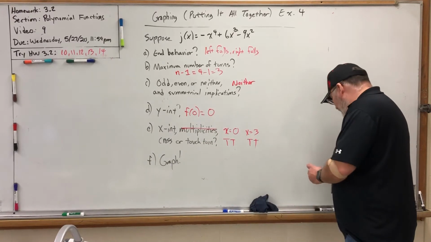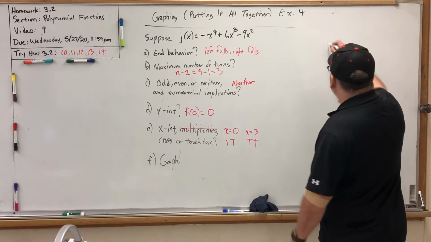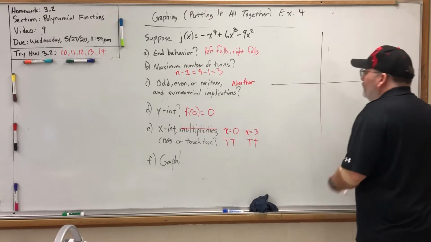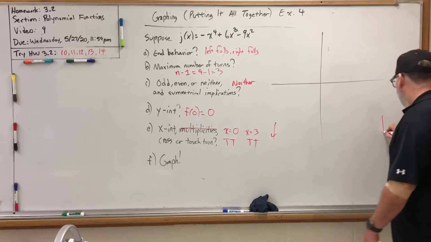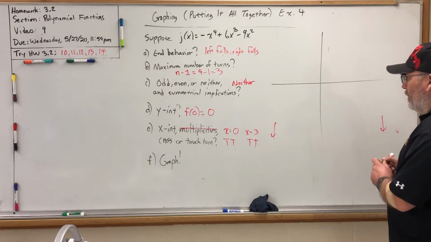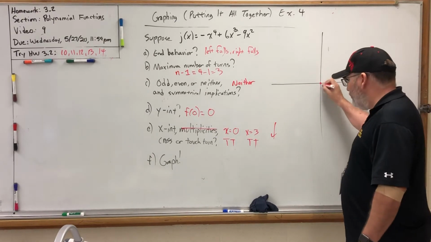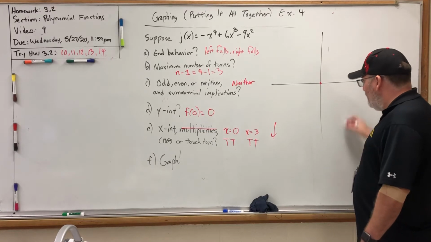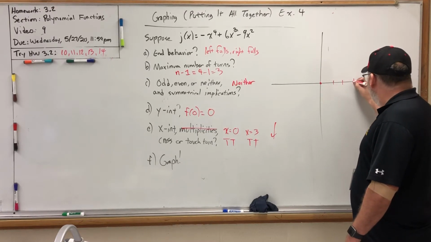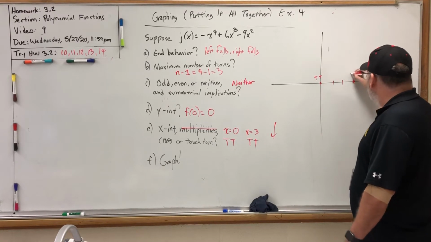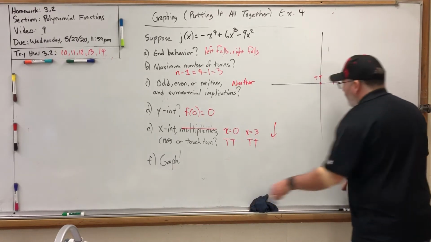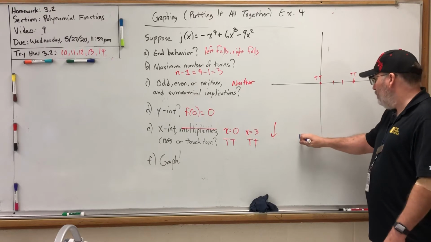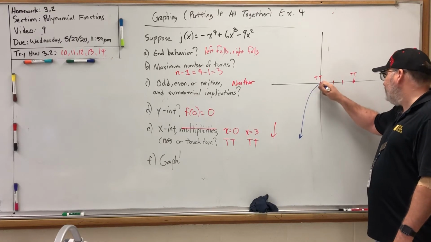So let's put it all together. All right. So we have both ends falling, so I'm going to draw arrows pointing down. We have a y-intercept at 0, that's also an x-intercept. We have an x-intercept at 3. The graph touches and turns at both x-intercepts. So, here we go. Start low, touch and turn at this x-intercept.